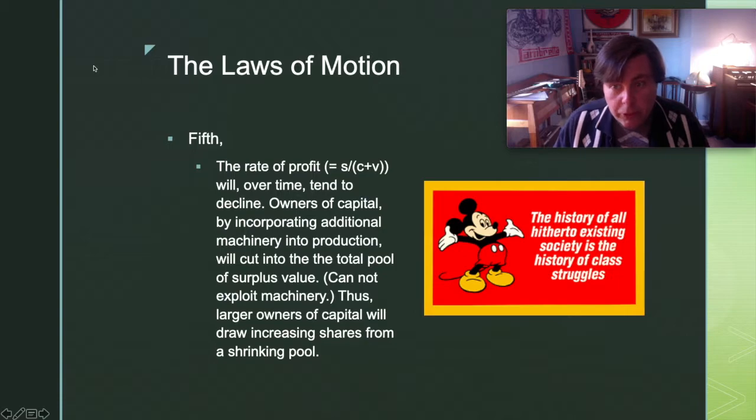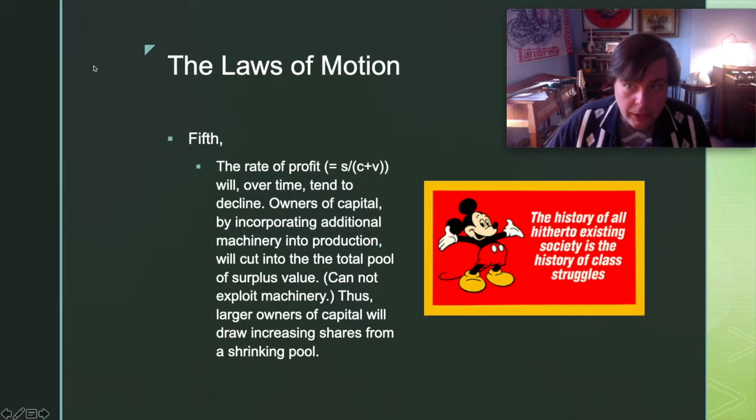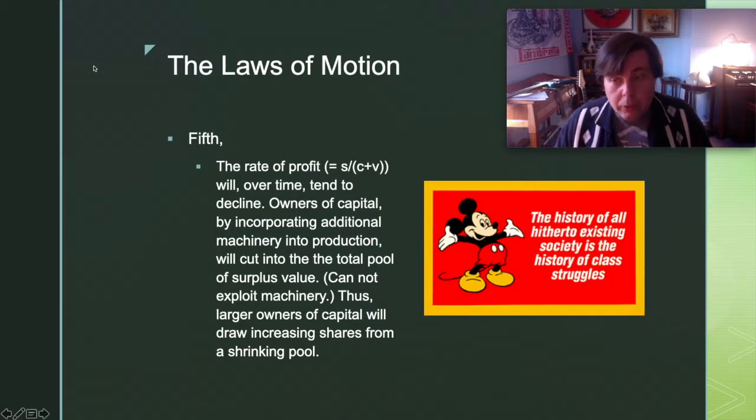And the simple reason for that is that as firms incorporate additional technology and machinery into the production process, there's less to exploit. In other words, C starts rising, all things being equal, in that equation. Or C continues to rise, might be a better way of expressing it, causing that rate of profit to fall.